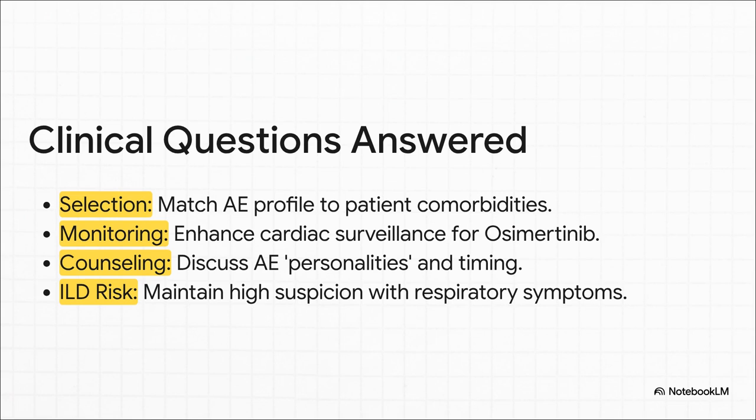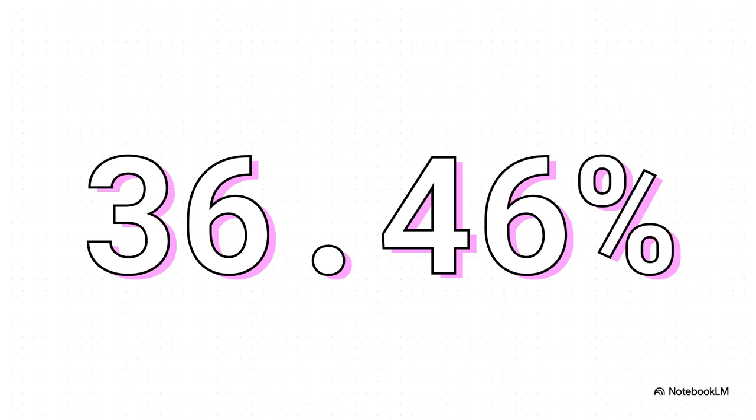Think about patient selection. Afatinib's really intense early GI toxicity, that might just be a deal breaker for a more frail patient. When it comes to monitoring, this data is a powerful call to action for extended cardiac surveillance on osimertinib. It also totally changes how we counsel our patients about what to expect, and just as importantly, when to expect it. And of course, it just sharpens our suspicion for ILD in anyone on these drugs with new respiratory symptoms.